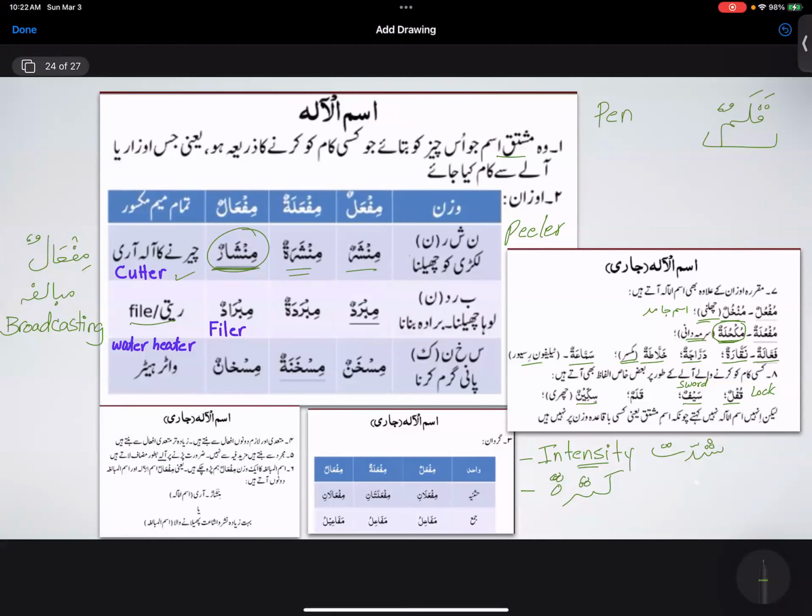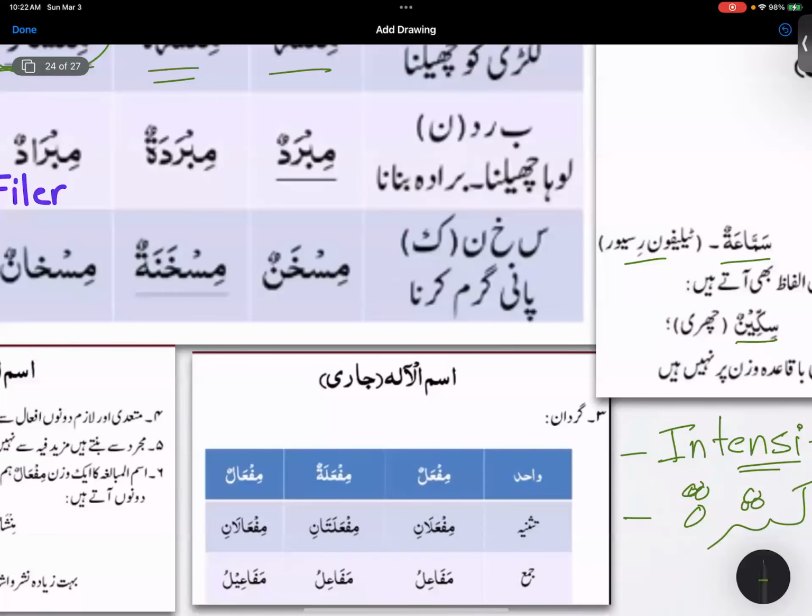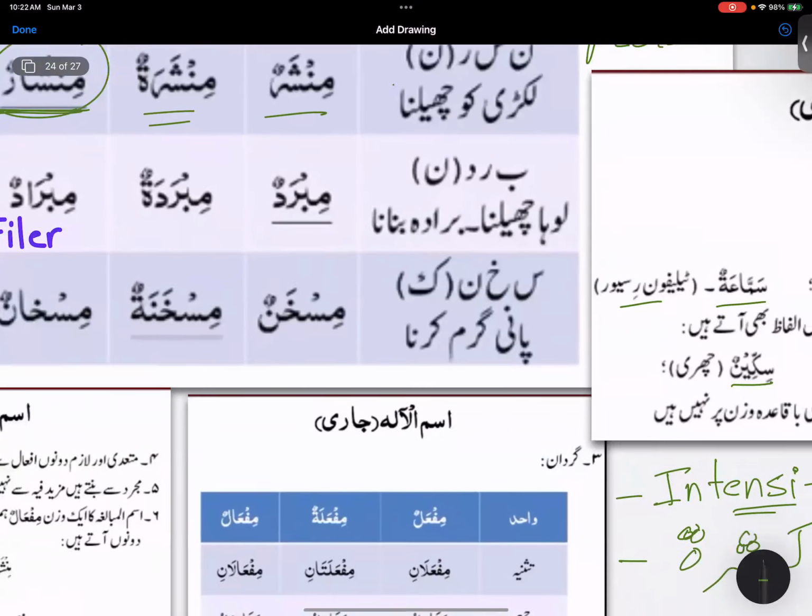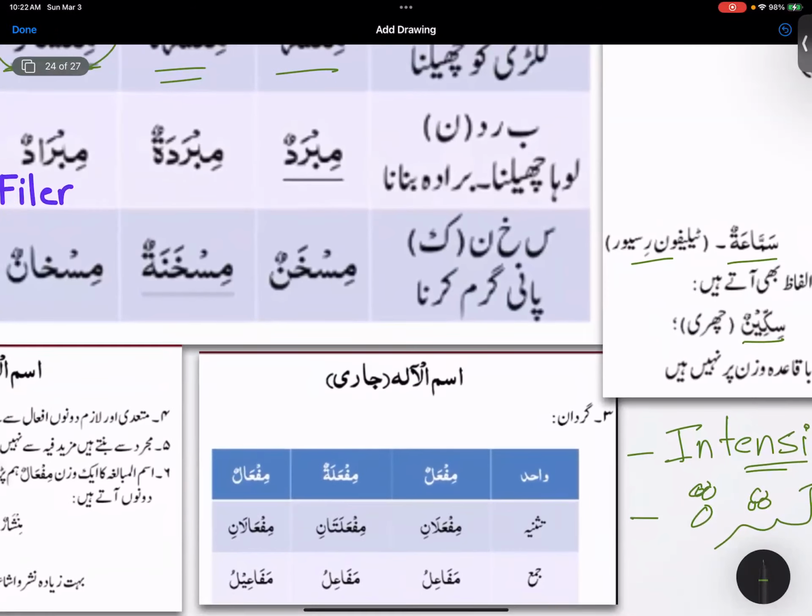And then how are we going to conjugate that? Let's say we have the mif'alun pattern, and let's take the word minsharun. How will it go in rafa, nasab and jar? Minsharun, minsharin, right? And then how will we go for tasniya? Minsharani, minsharaini.